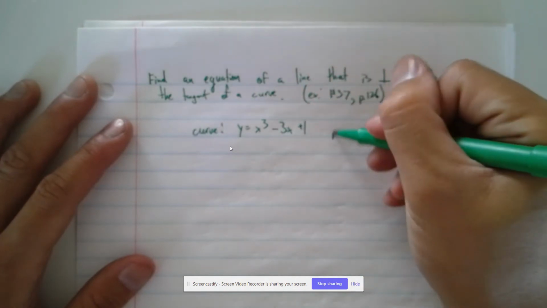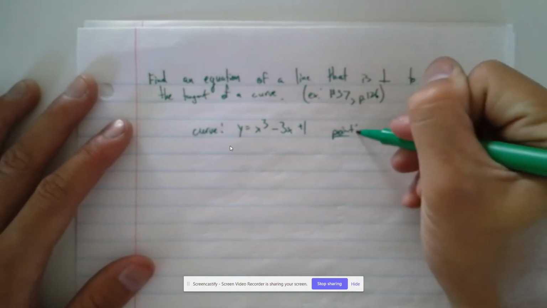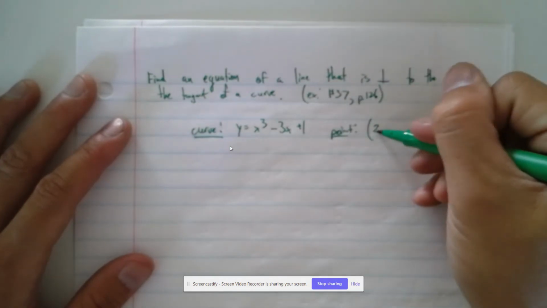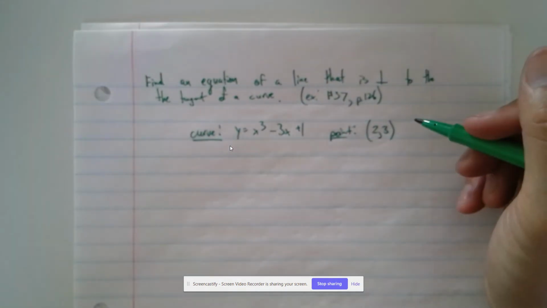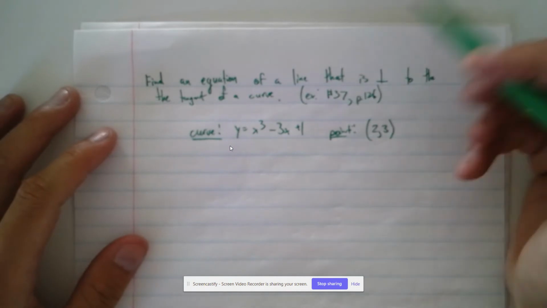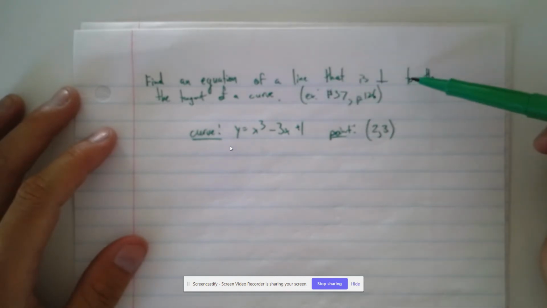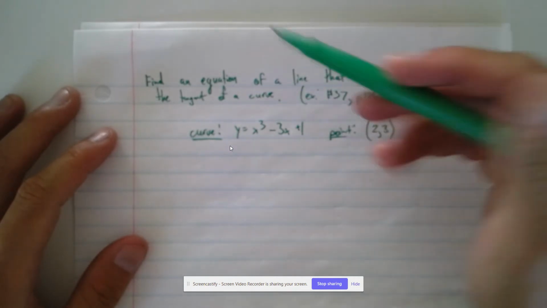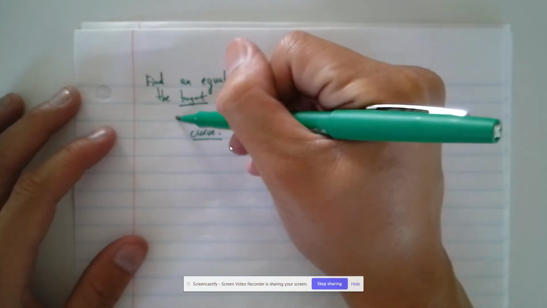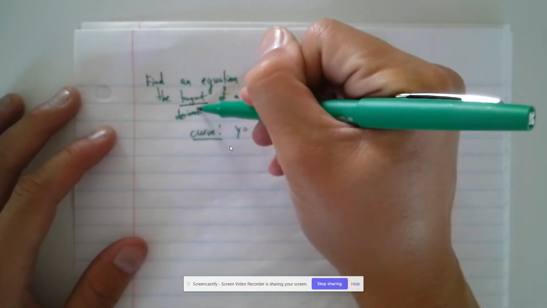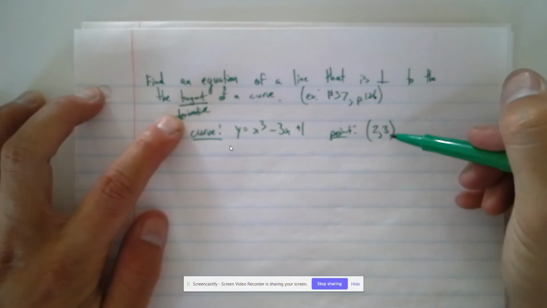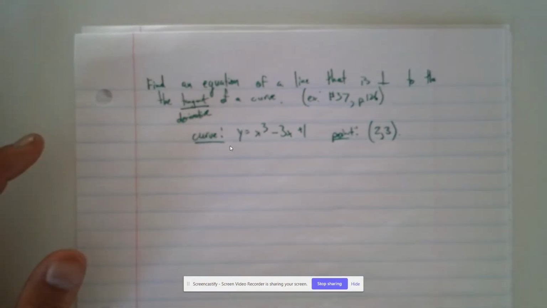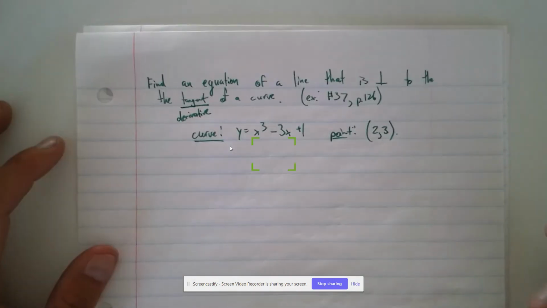And the point we're looking at specifically is (2, 3). So we have to find an equation of a line that is perpendicular to the tangent of the curve. When I see tangent, I think immediately derivative, and the derivative at this point. Let me focus this really quick.